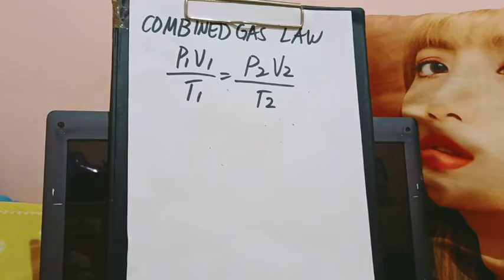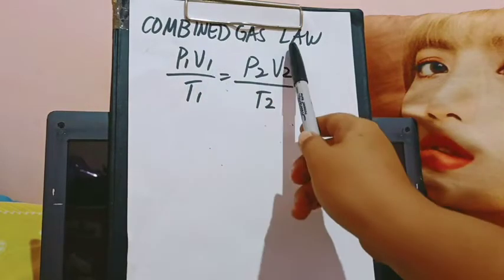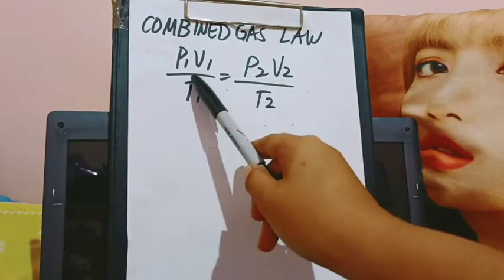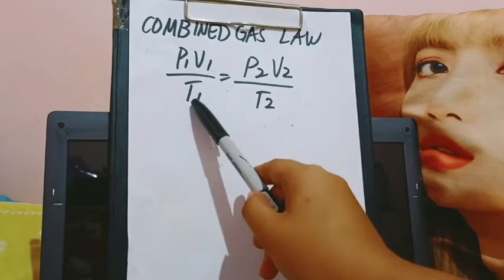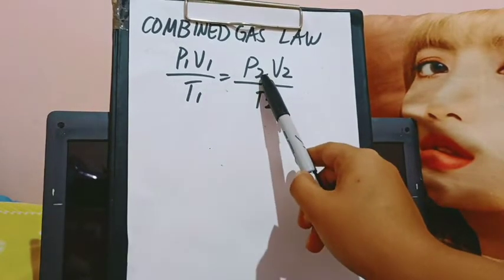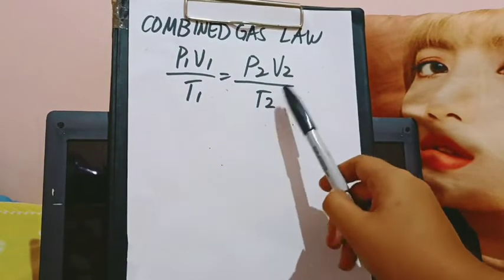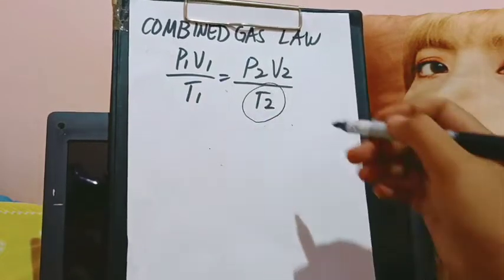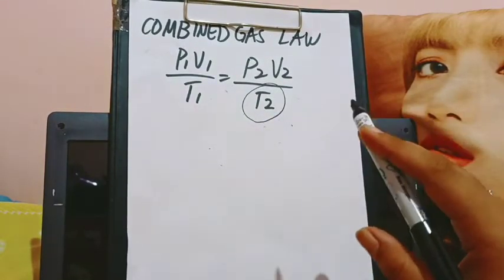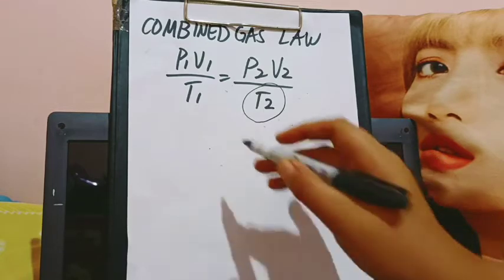So, to make it clear lang po, paano po natin gagamitin ang ating working formula for combined gas law. Di ba po ang ating working formula for combined gas law is the product of P1 and V1 divided by T1 is equal to the product of P2 and V2 divided by T2. So paano po if si T2 po ang ating hanapin or ang ating final temperature?